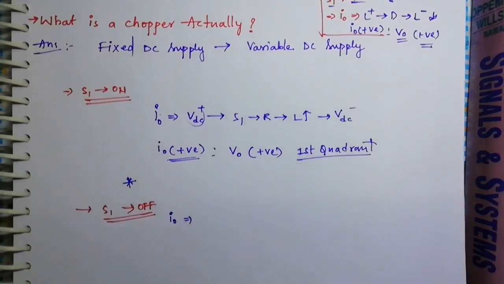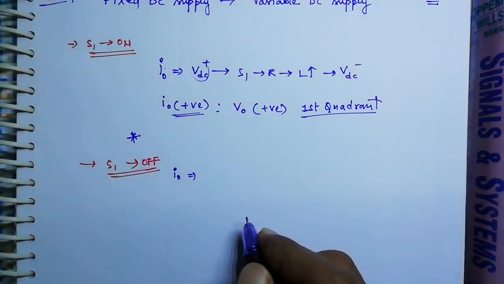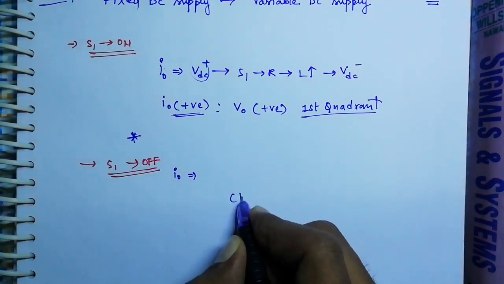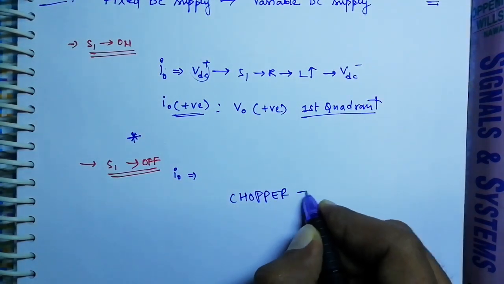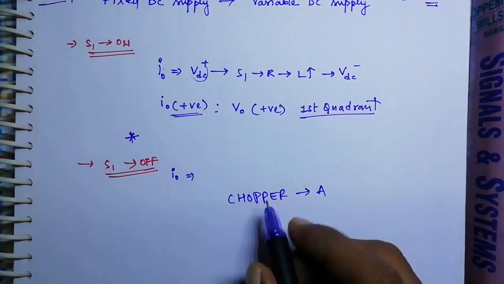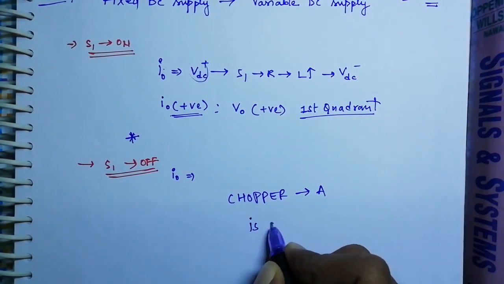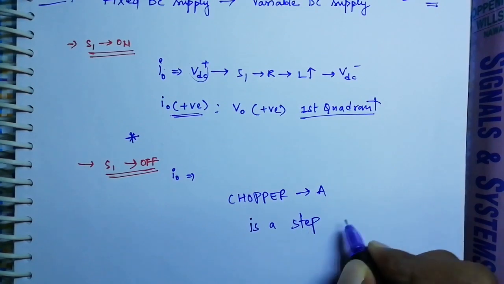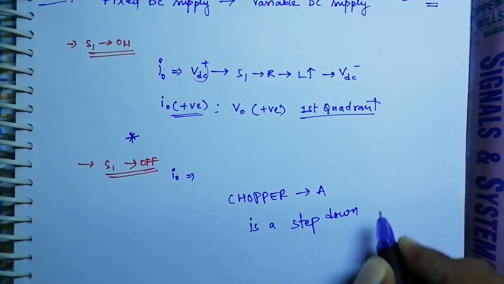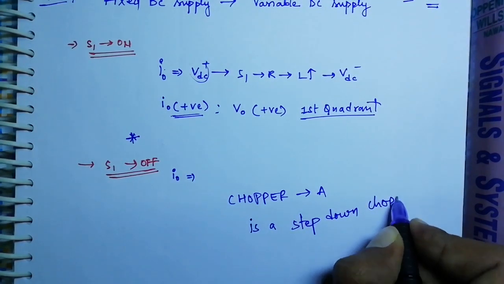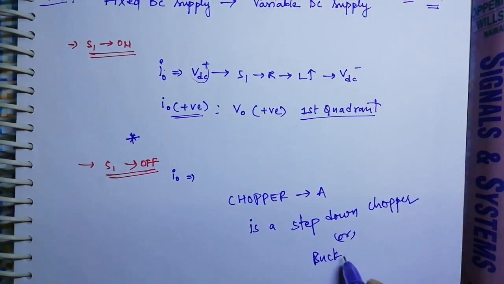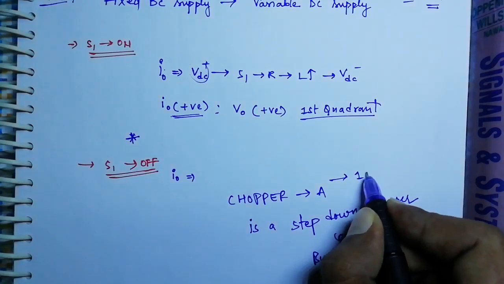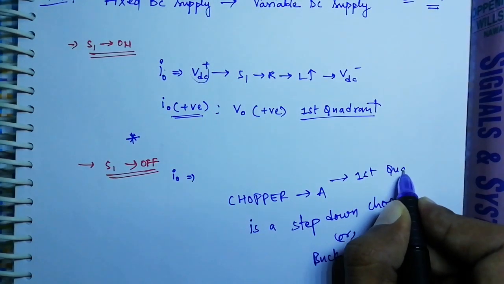One more key point you have to remember is that the chopper CH1, I mean the class A chopper, is a step down chopper. You can call it a step down or buck chopper, and it will operate only in the first quadrant as explained above.